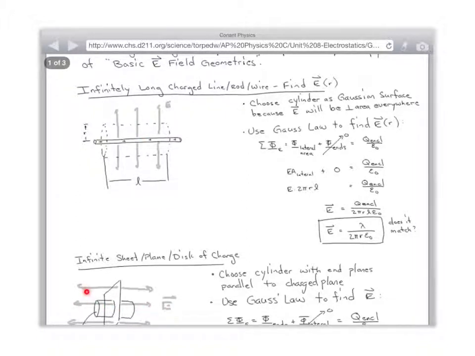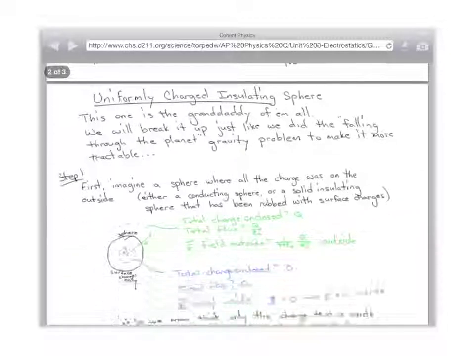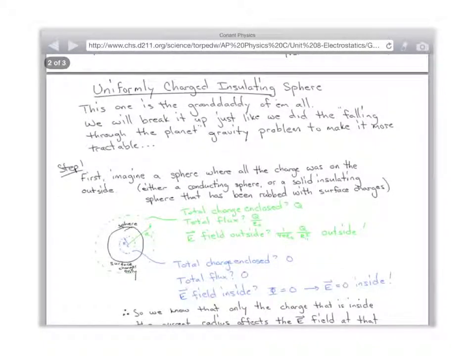Does that make sense? All right, that's it for today. We're gonna pick up where we left off and do the uniformly charged insulating sphere, which is one of the major applications and is gonna be one of your biggest headaches over the next 2 weeks. We're gonna do it tomorrow. That's it.